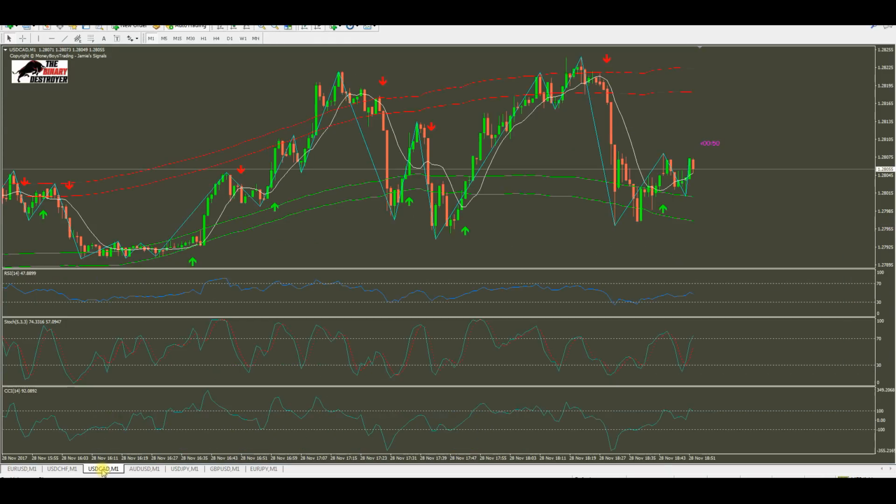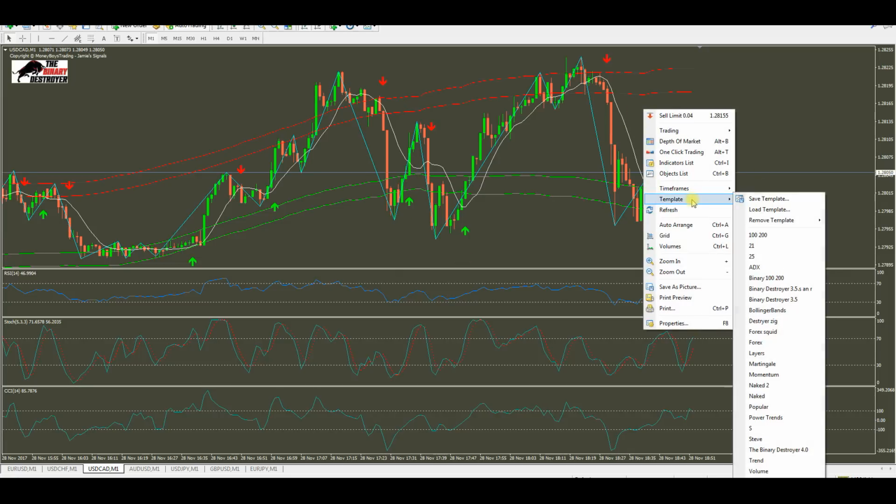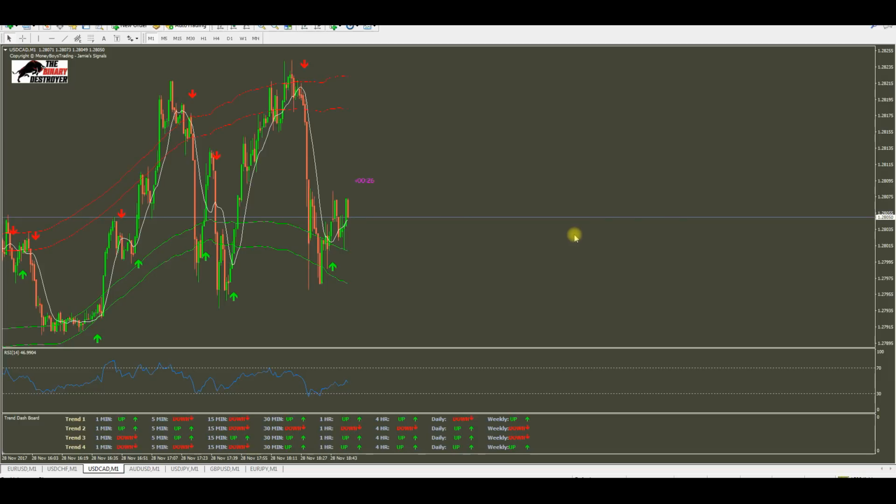So we should hopefully see USD CAD. That's a nice trade. This is going to shoot up. Can you see how I'm making a nice W shape? I haven't actually adjusted any of my Binary Destroyer. This is exactly how I left it from you guys yesterday. So I'm just going to load up now.